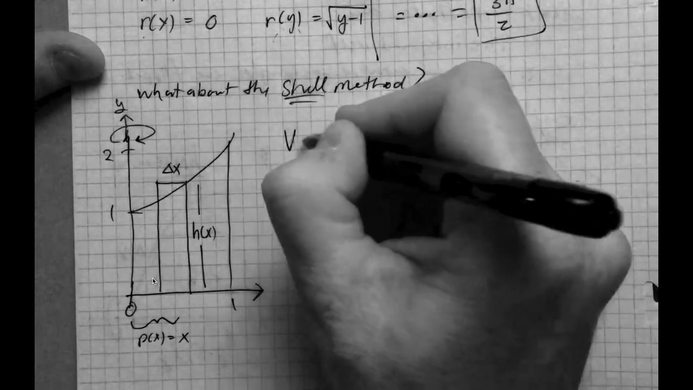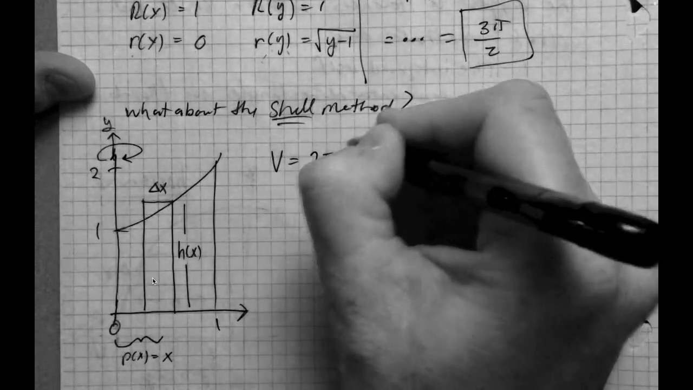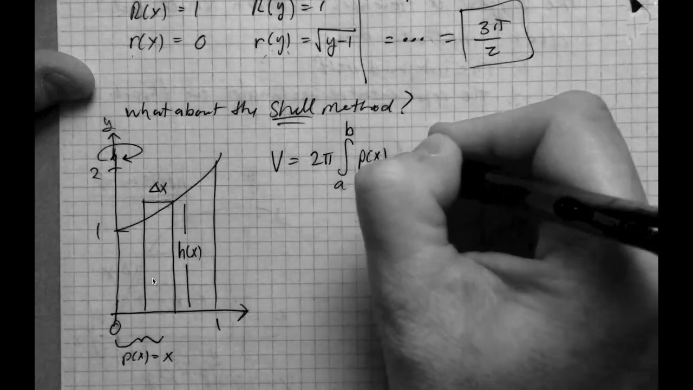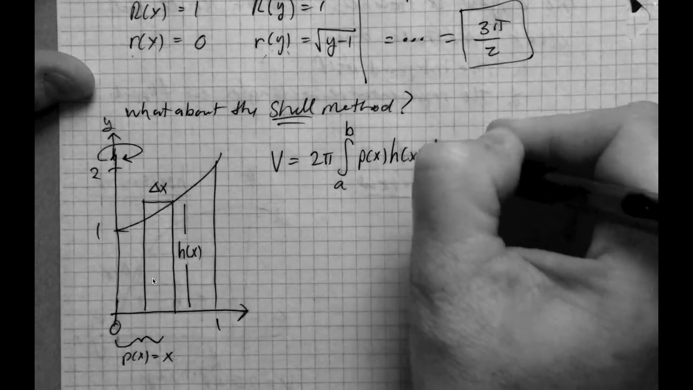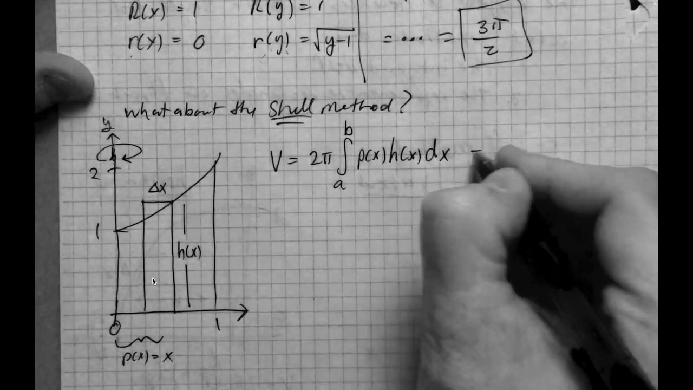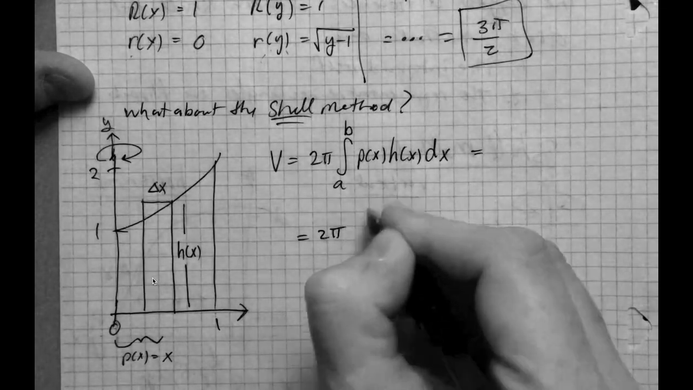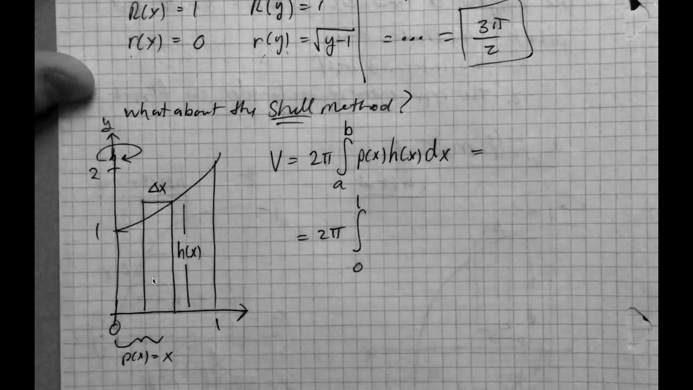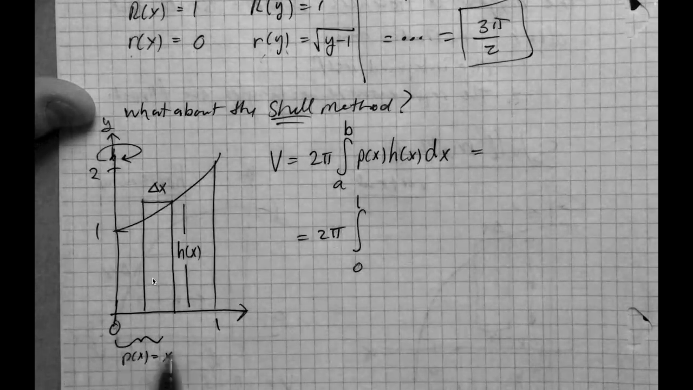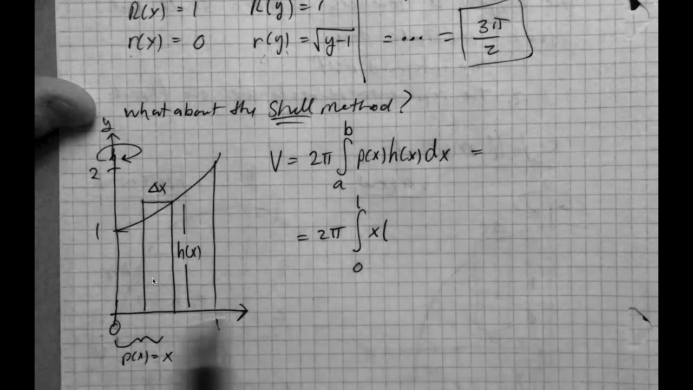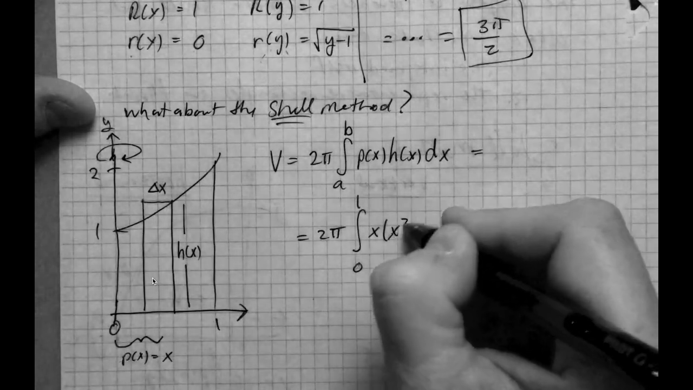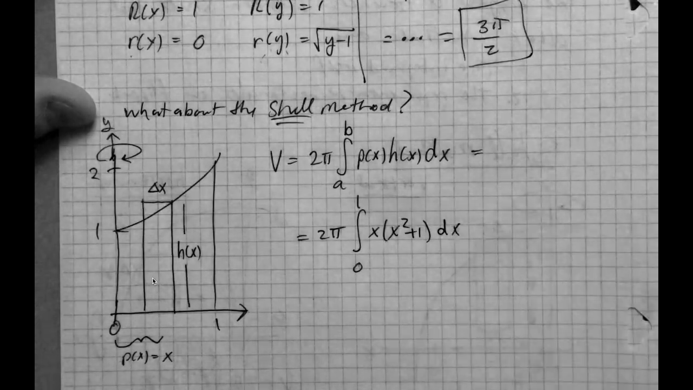And so the integral here, remember, is 2 pi times the integral from a to b, and then it's p of x, h of x, dx. That's the formula. And so we can plug these quantities in. So from 0 up to 1, our p of x, that's just x. Our h of x, well, that's the function itself. So that's x squared plus 1. There we go.